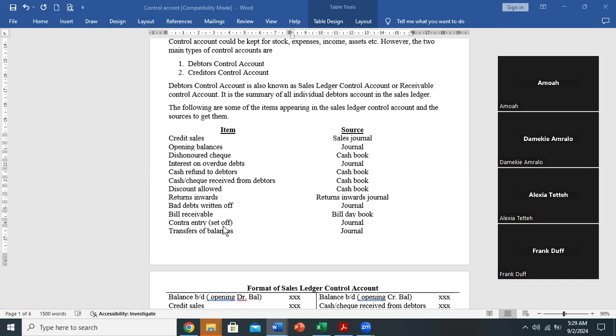Let me explain this. When you see set off, Prof. Sandra owes Prof. Alexia, and Prof. Alexia also owes Prof. Sandra. So when it becomes necessary, both of them will agree that, okay, you owe me, I owe you, let's set it off, let's cancel each other. So that's the meaning of set off.